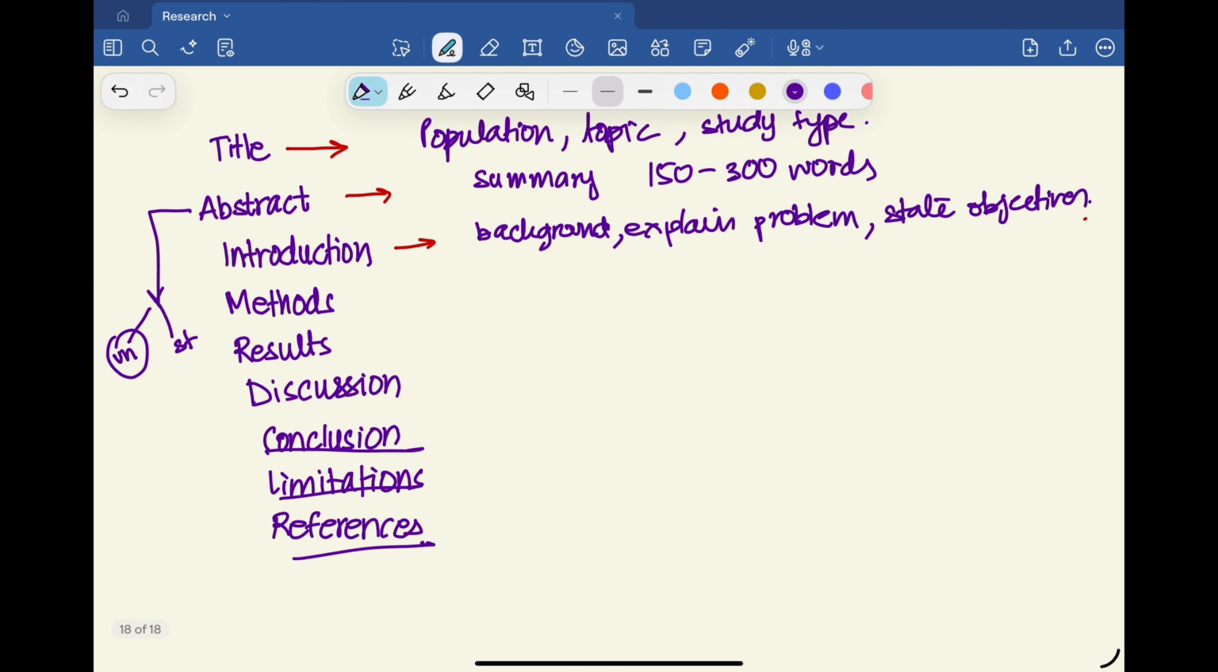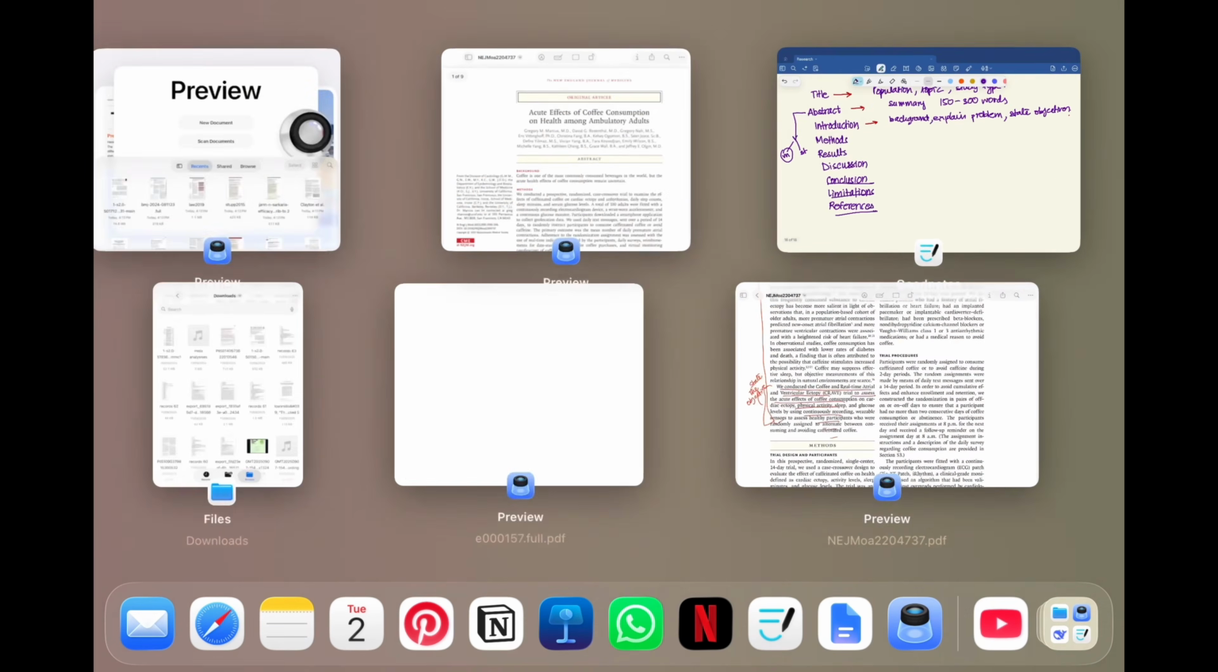Now, the next part is the methods part. And this is where people usually get scared. But it's actually simple. It just answers, what did they do? I mean, who did they include in the study? How did they collect the data, what study design did they use, and what type of analysis did they do? So basically, how the study was conducted.